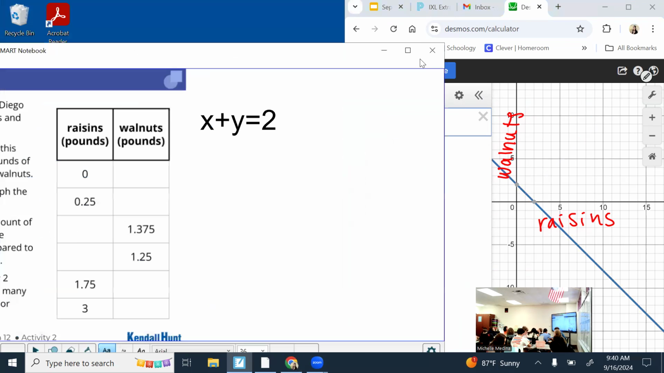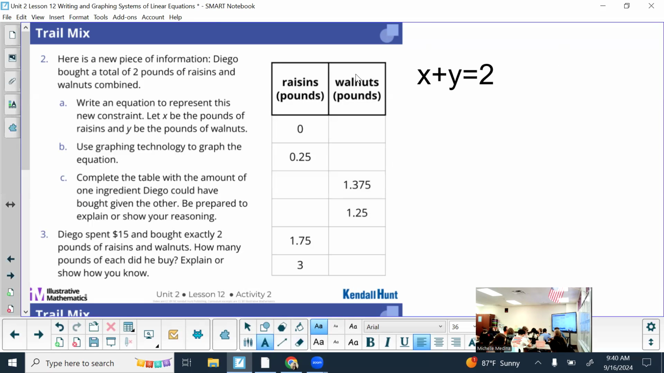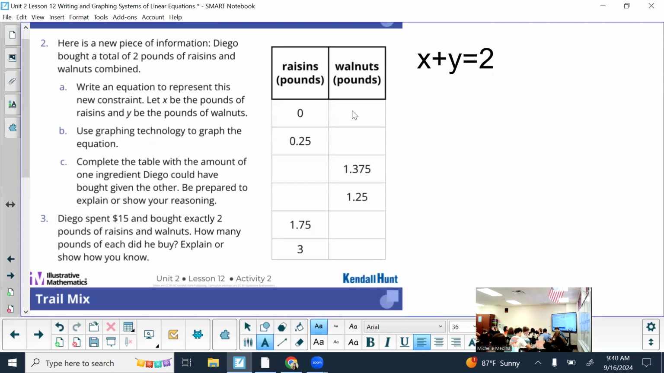All right, so something like that. But honestly, use your critical thinking skills. If I bought 0 pounds of raisins, but I bought 2 pounds total, how many pounds of walnuts did I have to buy? 2. So plug it into the equation, use a graph, whatever you need to do. But if I buy 0 pounds of raisins, that means I bought 2 pounds of walnuts. Table 9, what about if I bought 0.25 pounds of raisins? How many pounds of walnuts did I buy?